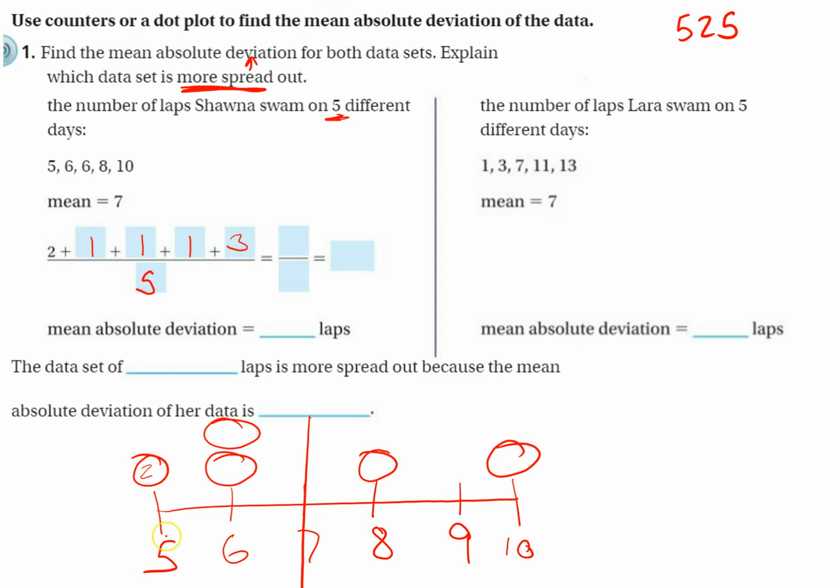So I can see here, this counter is 2 away from the mean. These counters are both 1 away from the mean. The mean is 7, 6 is 1 away. 8 is 1 away from the mean, and 10 is 3 away from the mean. And you can see that's what we have here.